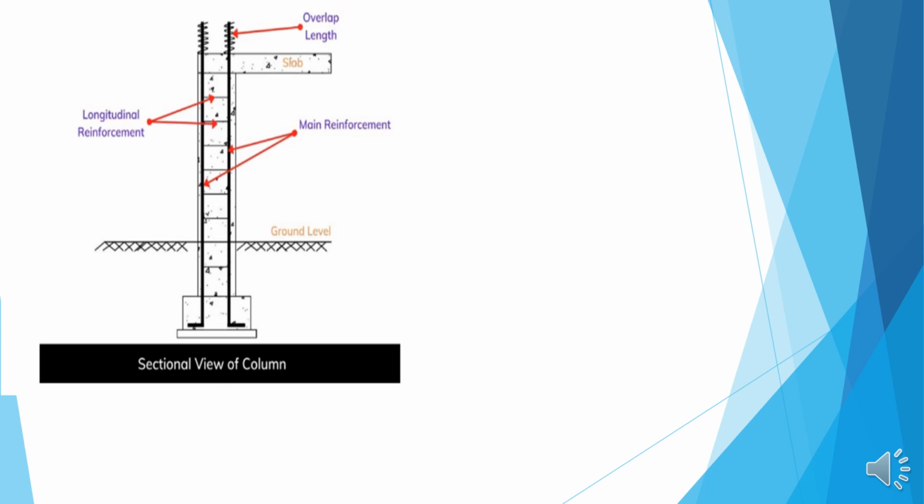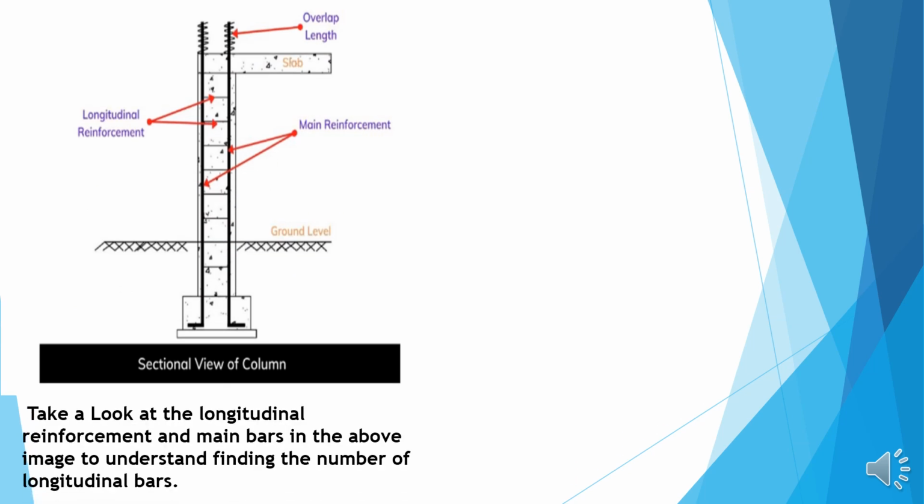Here you can see the image of the longitudinal reinforcement and main bars in the above image for your understanding. These vertical main bars are called the main reinforcement. These stirrups are called the longitudinal reinforcement. This projection above the slab is known as the overlap length.